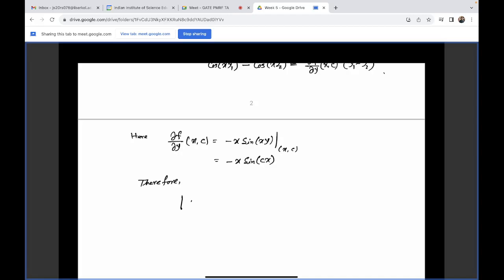Therefore, by taking modulus, what will you get? Cos of xy1 minus cos of xy2. So this will be the modulus of x sine cx into the modulus of y1 minus y2.